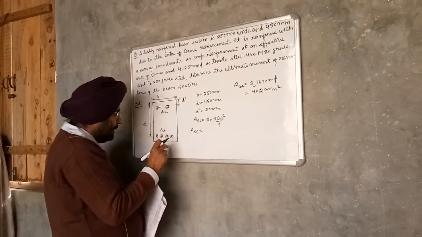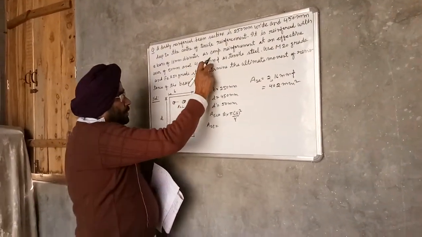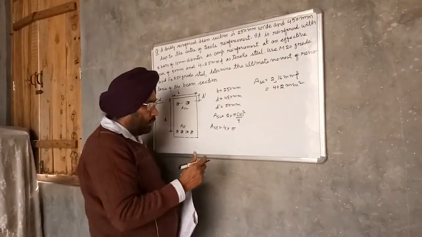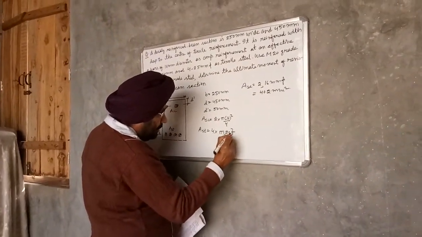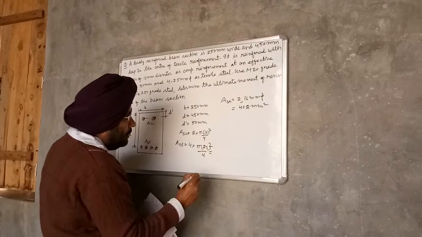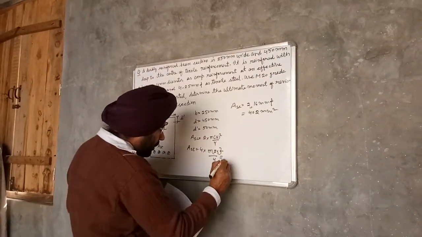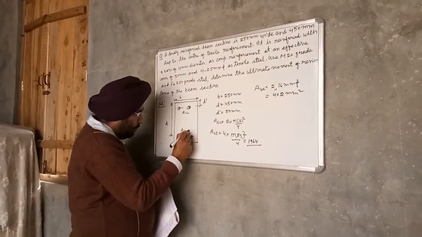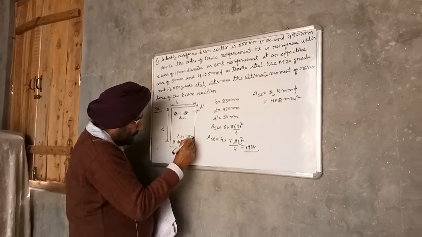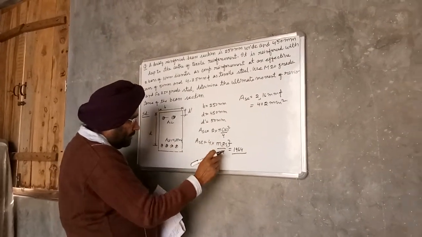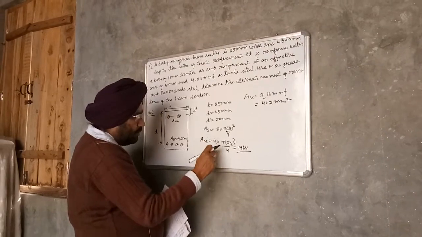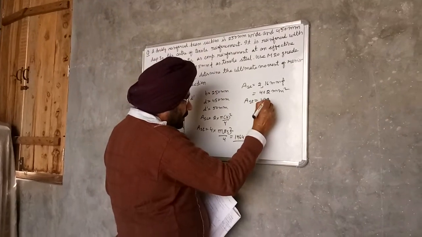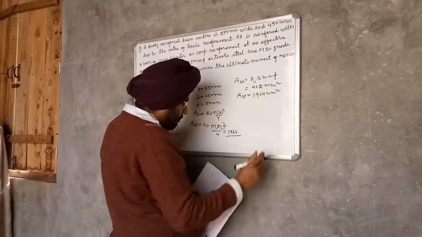and Ast, area of the tensile steel. So tensile steel is 4 bars of 25 mm diameter. Cross section area of one bar is pi d square by 4, so pi into 25 square upon 4, this is 1964. So 4 bars, multiplied by 4. So cross section area of the tensile steel Ast is 1964 square millimeter.